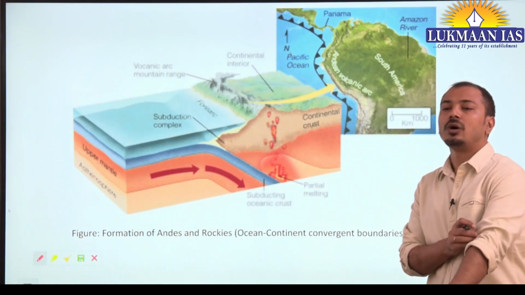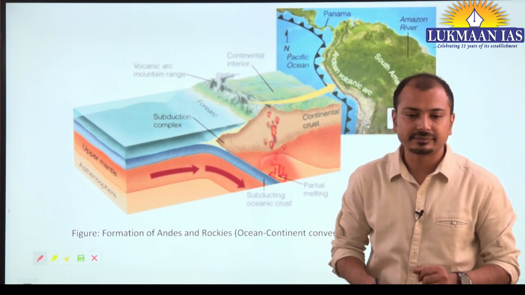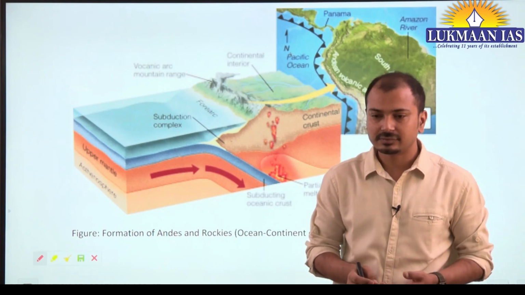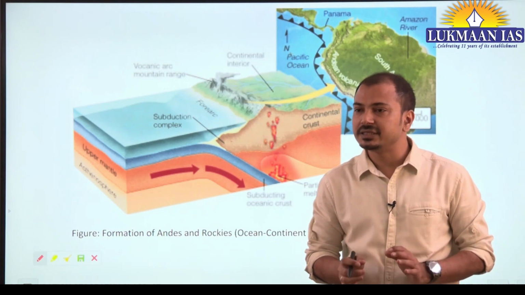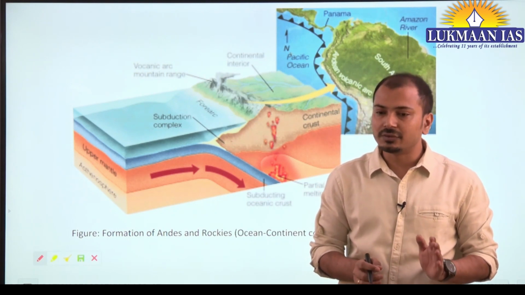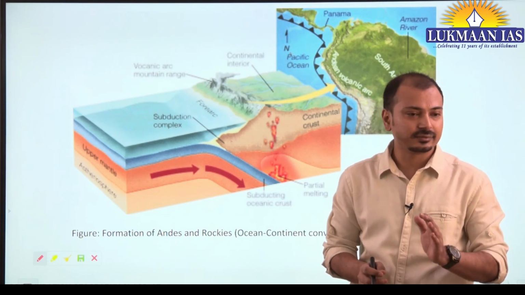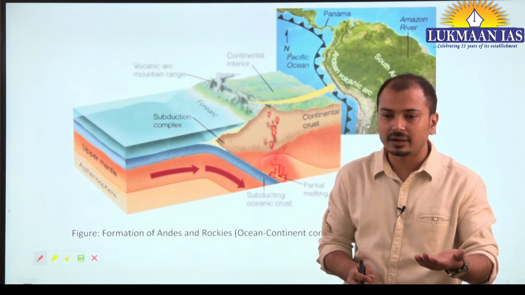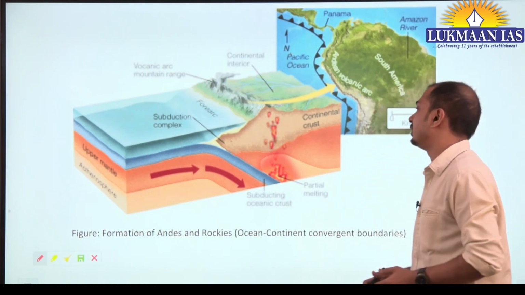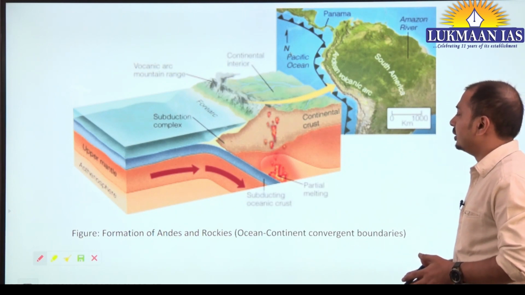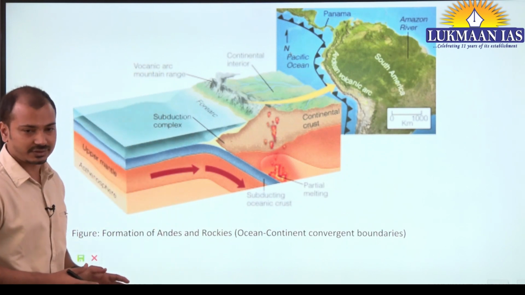Now, how are the Rockies and Andes formed? First of all, tell me the alignment of the Rockies and Andes: north-south, or east-west? North-south. Along the western margins of continents. So where are the Rockies and Andes? The Rockies are in North America, the Andes in South America. I hope you have started reading the atlas simultaneously. So the formation of the Andes and Rockies is the result of ocean-continent convergence.